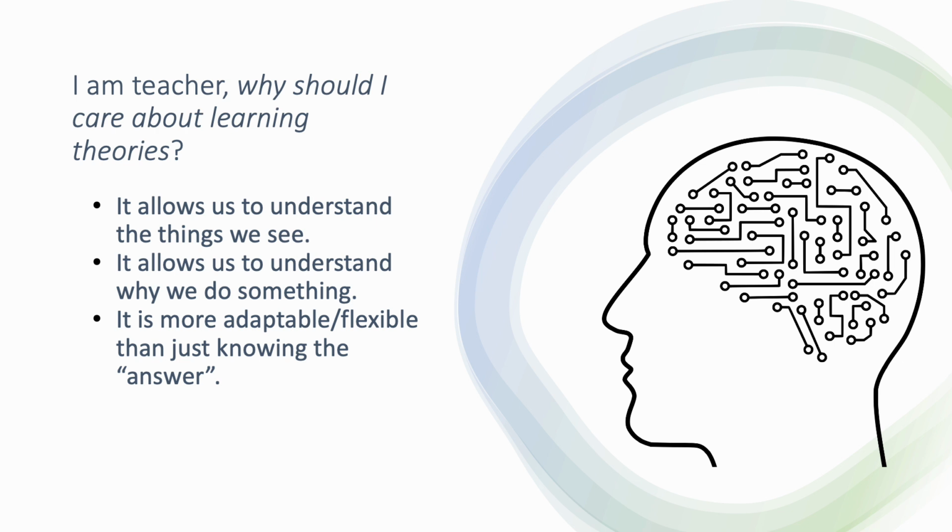That means it's more adaptable and flexible than just knowing the answer, right? If you have an understanding about learning theories, if you have an understanding about the way people learn, you can think about what to do in many different kinds of situations. Every classroom is different. Every group of students is different, right? So just knowing the perfect answer to a particular question is not always helpful. It's better to have a theory or a general concept or idea about how people learn, and then you can adapt it or use it in many different types of situations. That's why we should care about learning theories, even if you're a teacher.